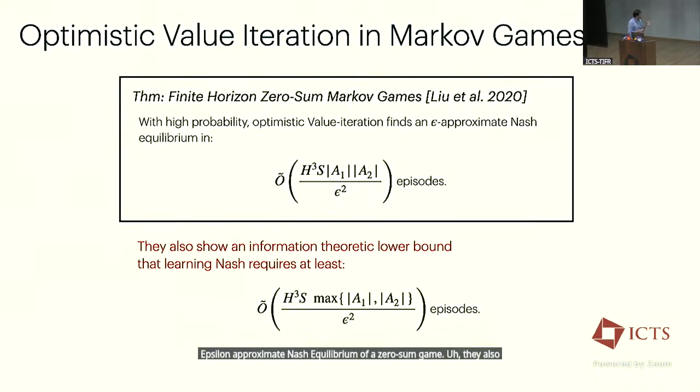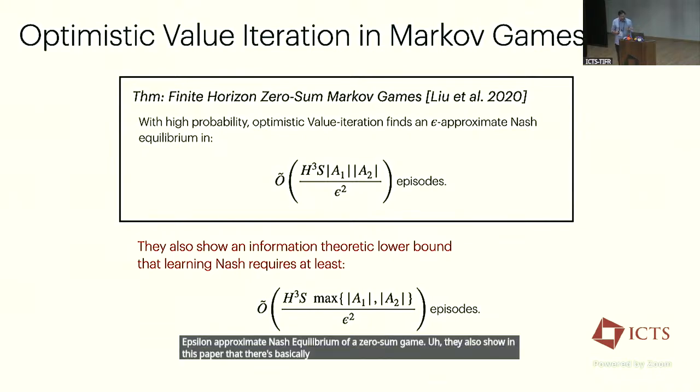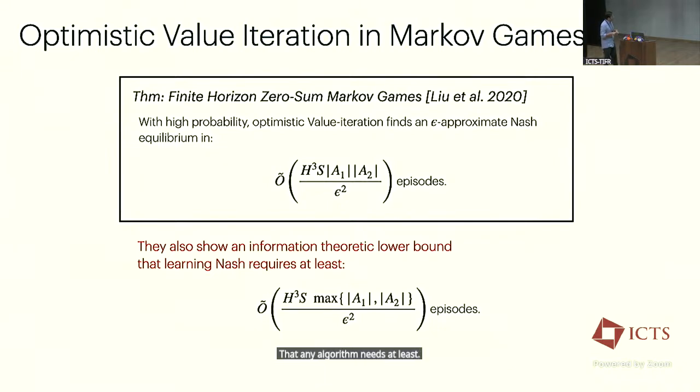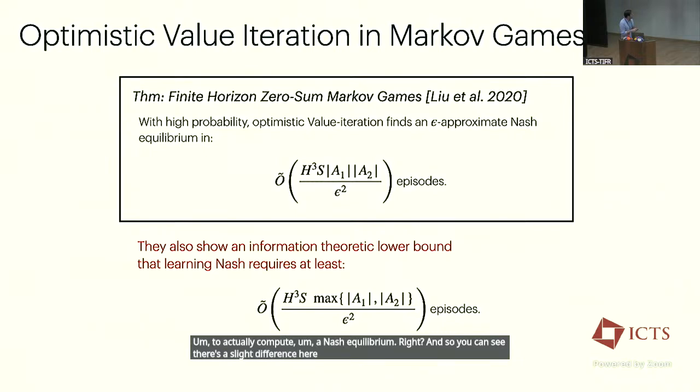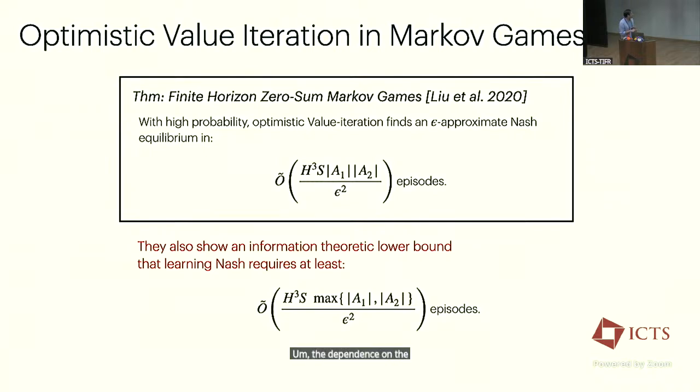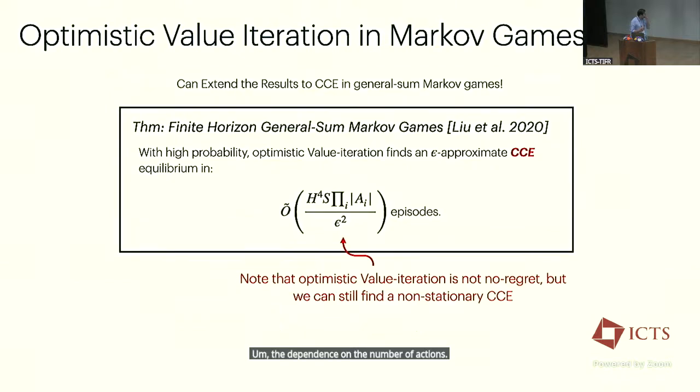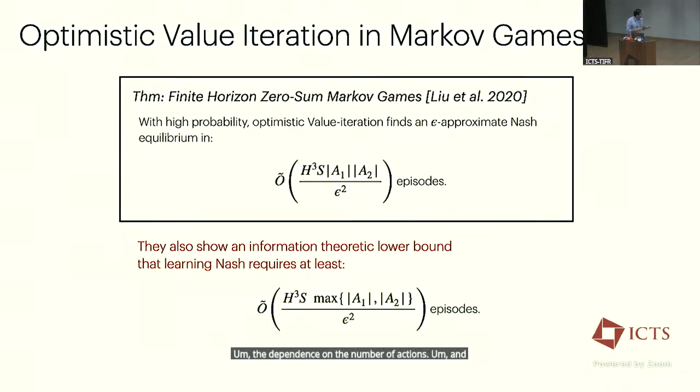They also show in this paper that there's a lower bound. There's a fundamental hardness proof for this class of problems that any algorithm needs at least this many episodes and this many samples to actually compute a Nash equilibrium, right? And so you can see there's a slight difference here in the dependence on the number of actions. And so yeah, any questions on that before I keep going?